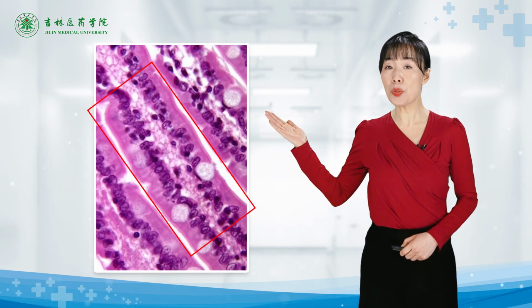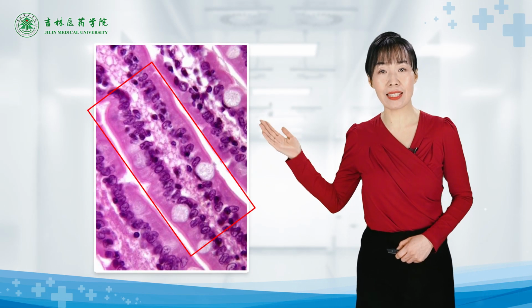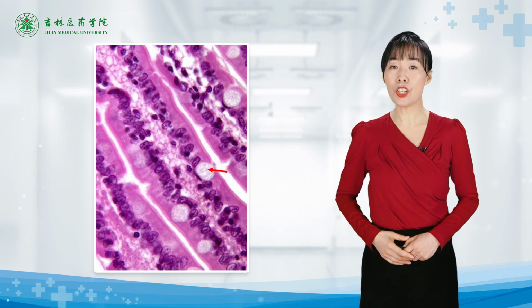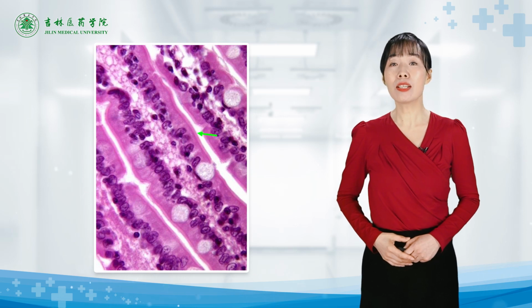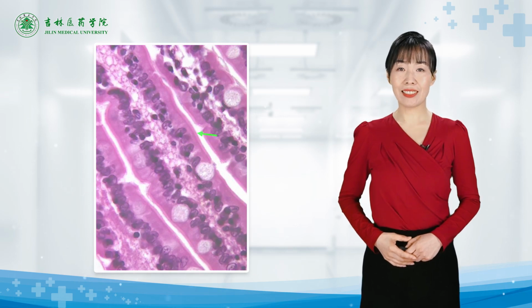The square shows one intestinal villus. The red arrow shows goblet cell. The green arrow shows striated border.